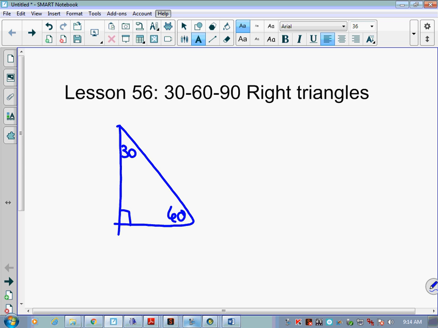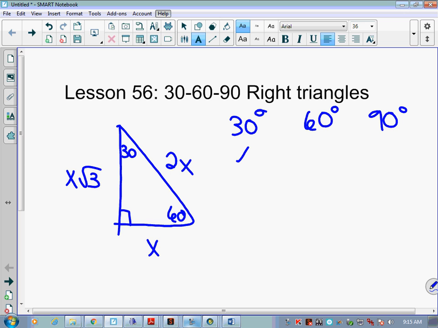Rather than going through a lot of the stuff that's in the book, just real simply, what is opposite of 30? That's my short side. We're just going to refer to that as x. Across from my 60 side is x radical 3, and across from my 90 side is 2x. If that's information that you want to write down, that's the ratio that you want to know. In order, 30, 60, 90: x, x radical 3, 2x. And you need to remember the differences between that and your 45, 45, 90.